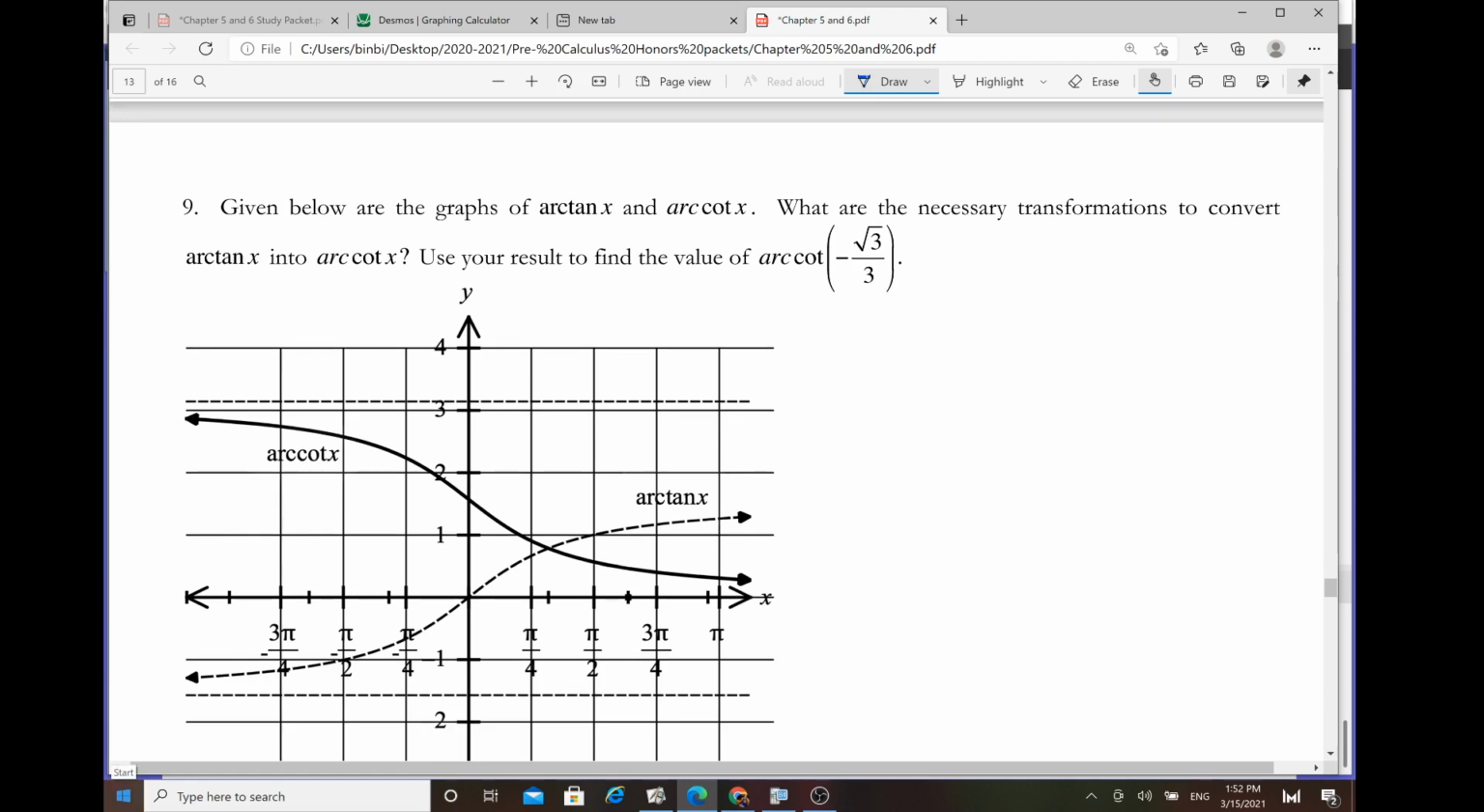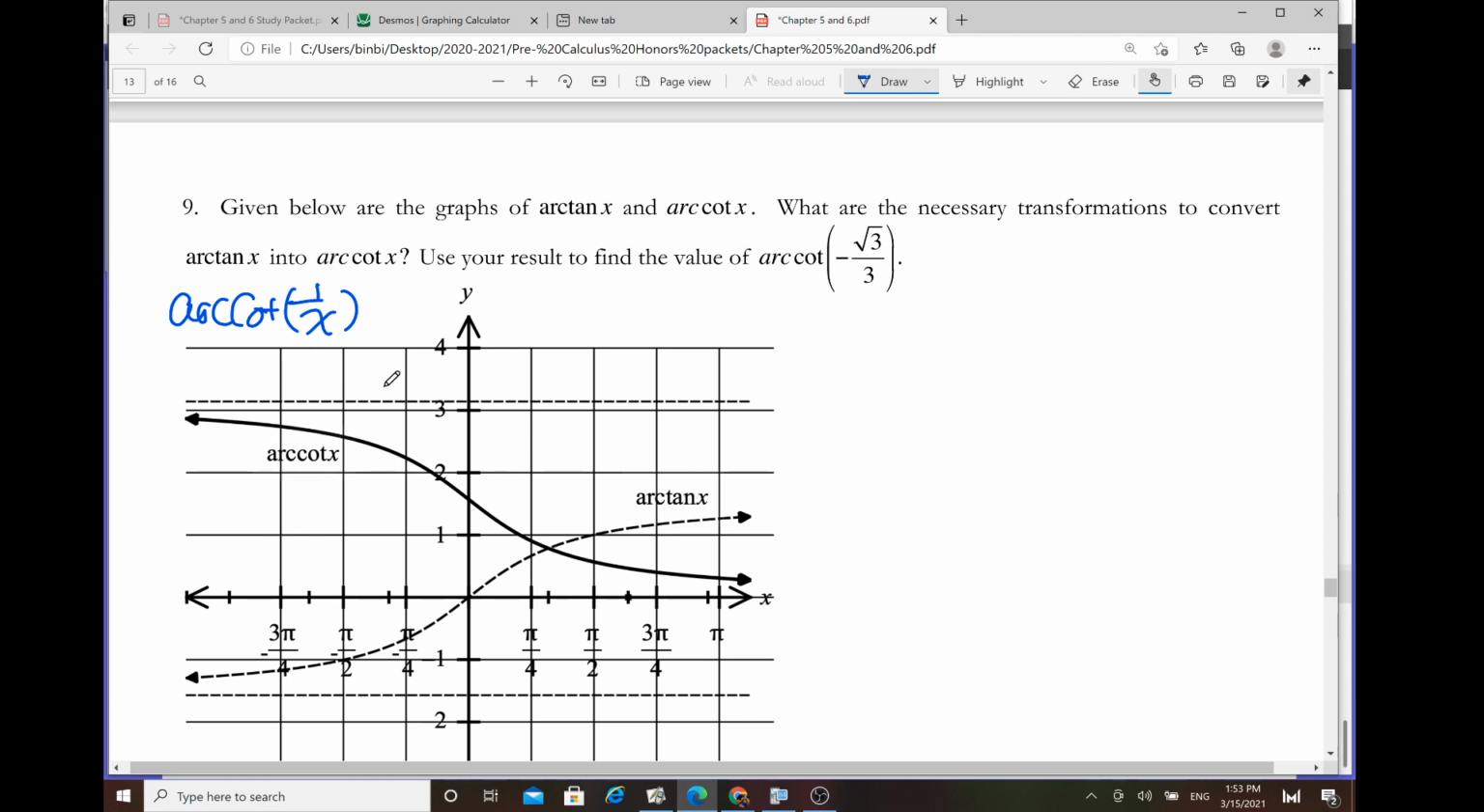Okay, so now what about arc cotangent? What's the necessary transformation to convert that arc tangent to arc cotangent of x? One thing that we noticed is that tangent of x is considered cotangent of 1 over x. So in order to convert that arc tangent to arc cotangent of x, all you need to do is simply take the arc cotangent of 1 over x. Okay, so just convert the ratio to its reciprocal.